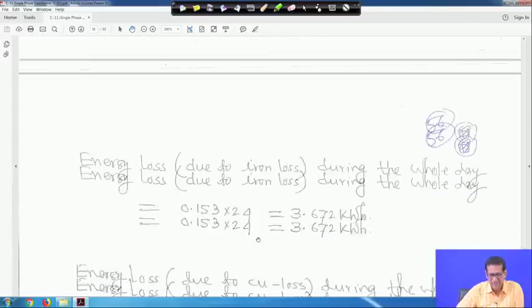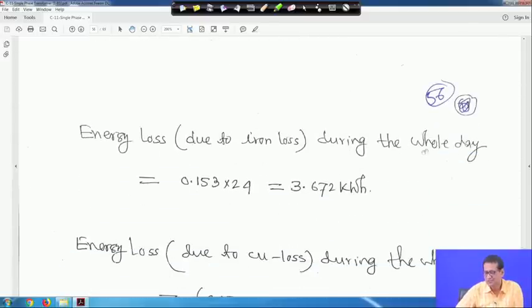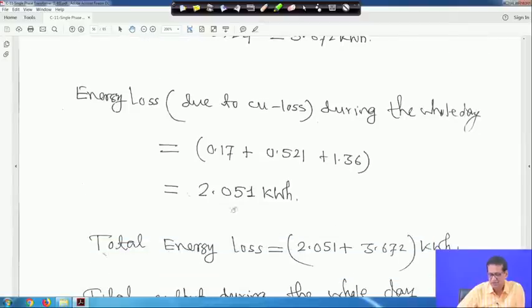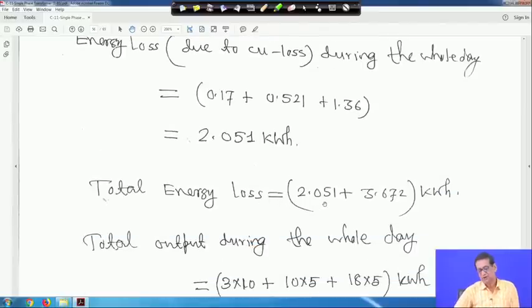Now the energy loss due to iron loss during the whole day: iron loss is 0.153 and multiplied by 24 hours, it will be 3.672 kilowatt hour. Therefore, the energy loss due to copper loss during the whole day, you add 0.17 plus 0.521 plus 1.36, which is 2.051 kilowatt hour. So the total energy loss due to copper loss and iron loss, you add 2.051 plus 3.672.